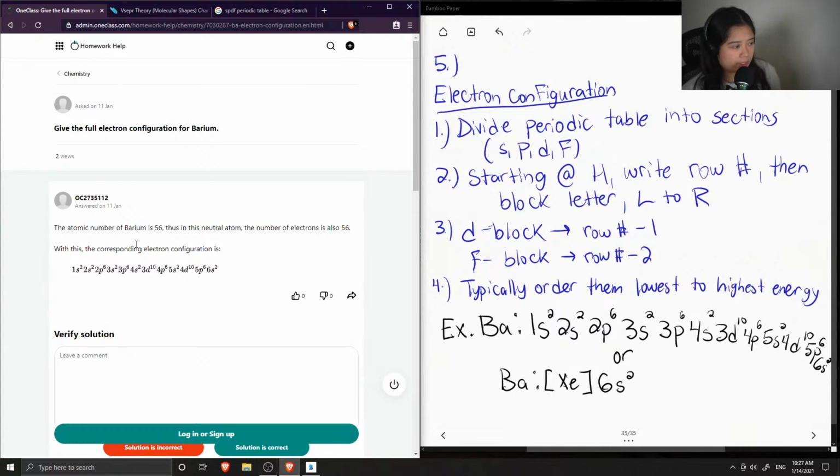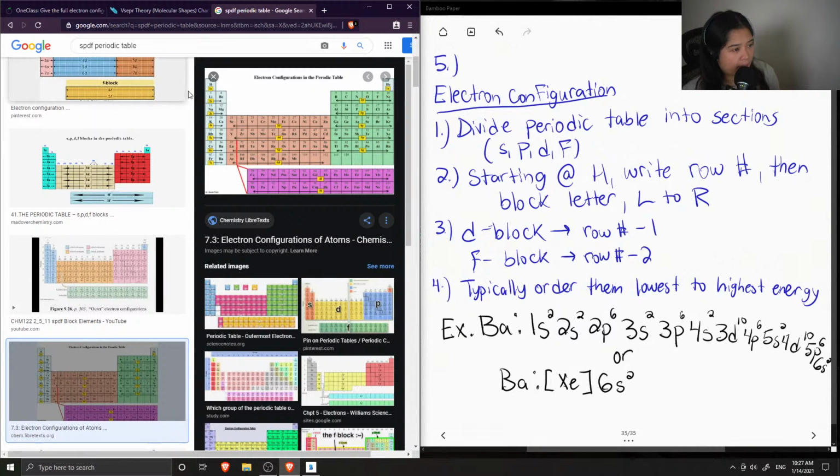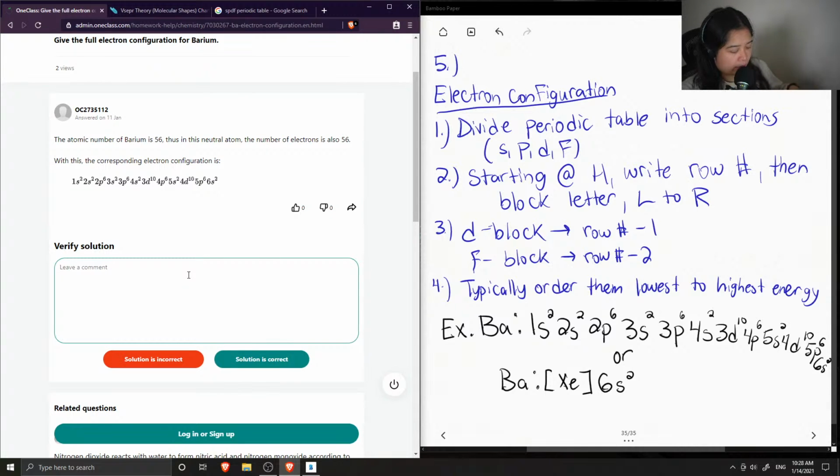So if we see what the junior tutor said, the atomic number of barium is 56. And thus in this neutral atom, the number of electrons is also 56. With this, the corresponding electron configuration is 1s2, 2s2, ... 5p6, 6s2. Okay, so this solution is correct.